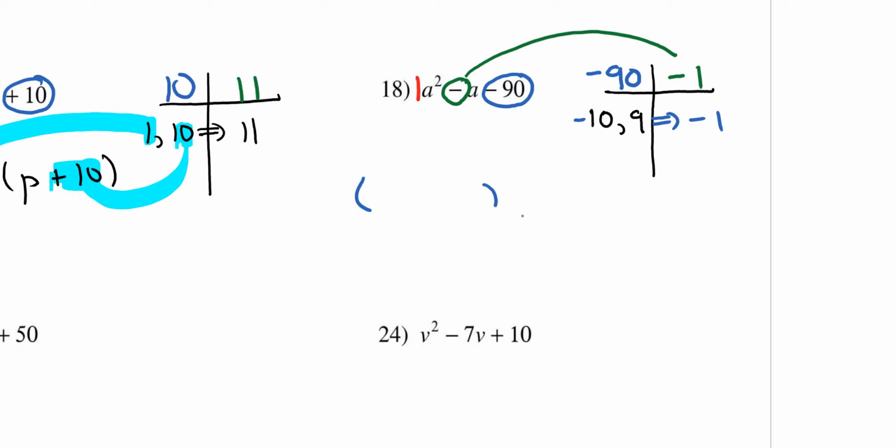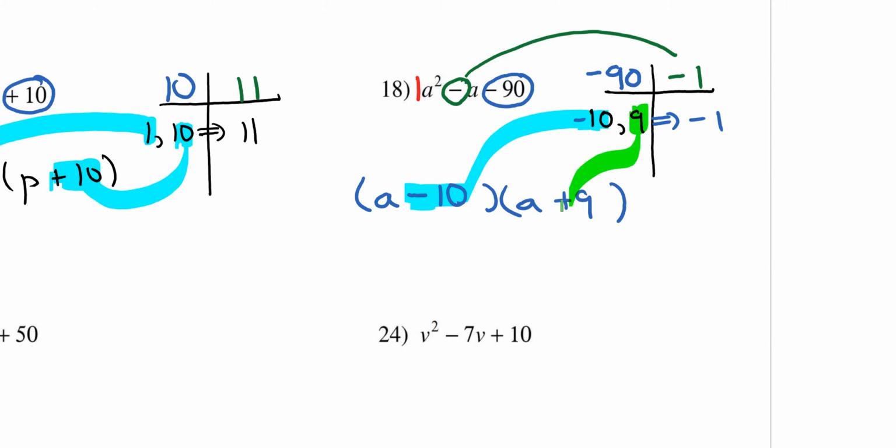And once again, the two brackets, a minus 10 and a plus 9. Those are the combinations that would work. So this is negative 10 right there, and this is the 9 right there.